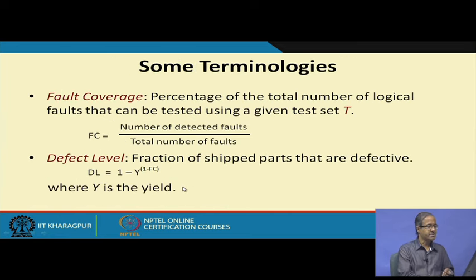Now, some terminologies are defined here. The first is something called fault coverage. This determines the quality of a set of test vectors. This is defined as the percentage or the fraction of the total number of logical faults that can be tested using a given test set, that means a given set of test vectors. So, it is defined as the ratio: number of detected faults divided by the total number of faults. If you want to express it as a percentage, multiply this by 100.